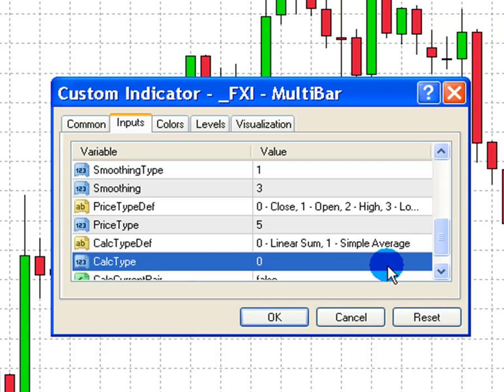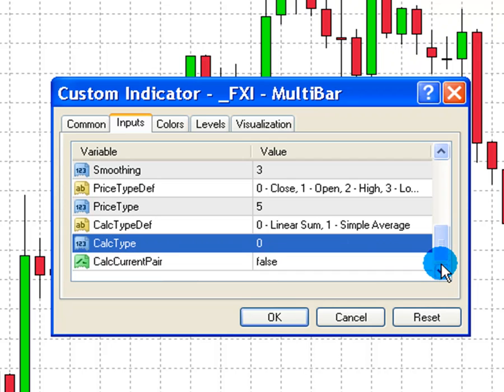Calc type is, are we just taking a linear sum of the strength or the average of the strength? Meaning, we can take for example, the euro strength against the Aussie, the euro strength against the New Zealand dollar, the euro strength against the pound, etc., and take the average of that strength, or we can take the sum of that strength. We can add all of them together. I like the sum. Some people like the average. It's sort of up to you. You should play with it.